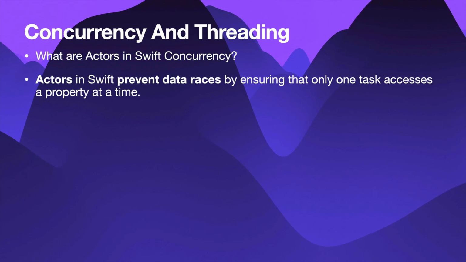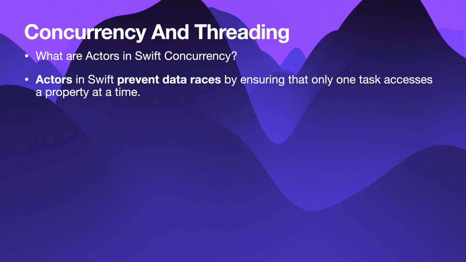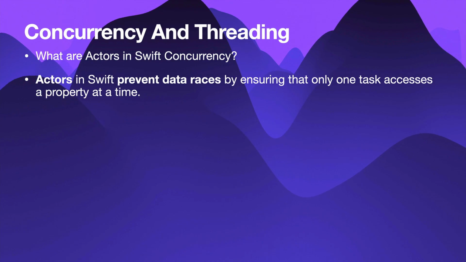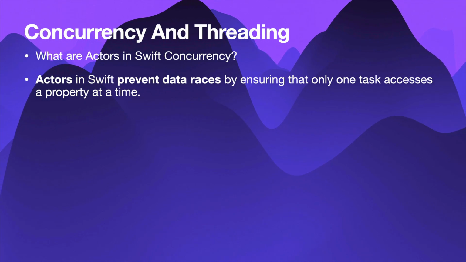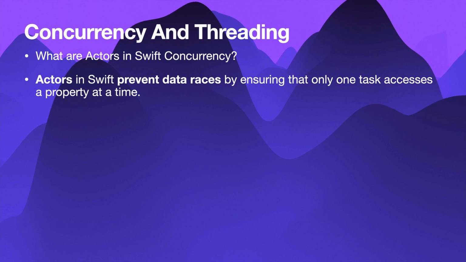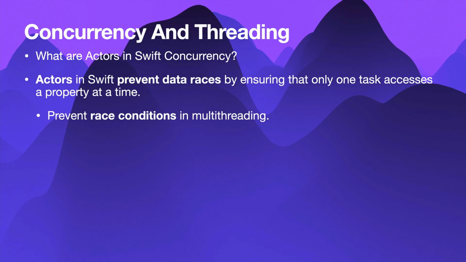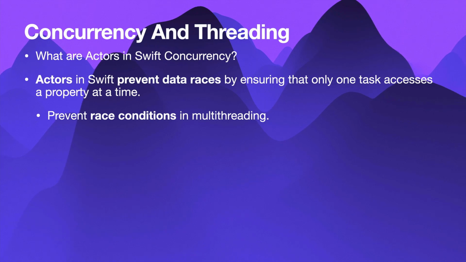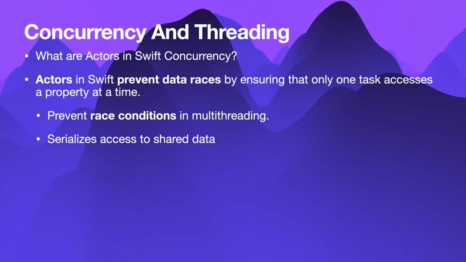So actors in Swift prevent data races by ensuring that only one task accesses a property at a time. This is part of the more modern structured Swift concurrency model, guys. And actors are essentially a reference type that prevents data races. And as we can see, it prevents race conditions in a multi-threaded environment. It serializes access to shared data.